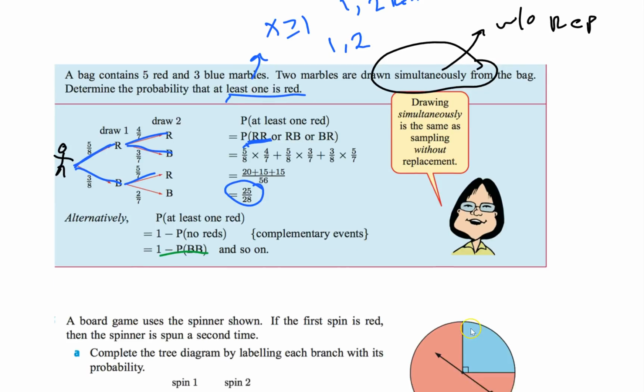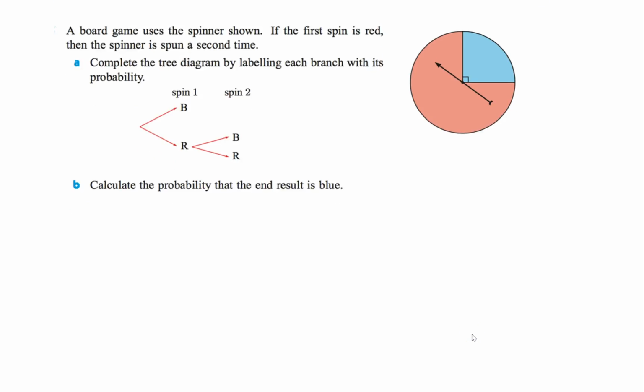Before we finish this video, let's go over the last couple examples. So look at this one. A board game uses the spinner shown. If the first spin is red, then the spinner is spun a second time. So if you spin it and you get blue, you're done. But if you spin it and you get red, you spin it again. So first thing I'm gonna do is complete this diagram.